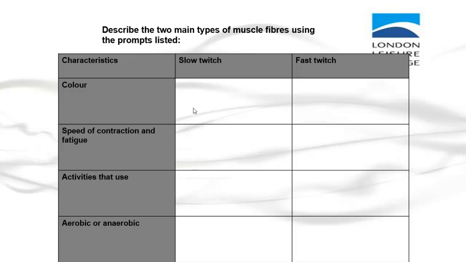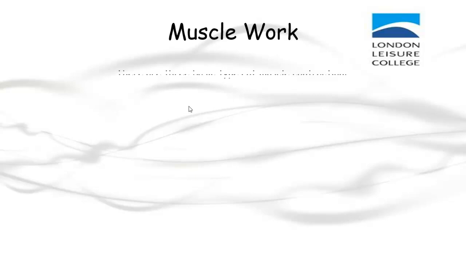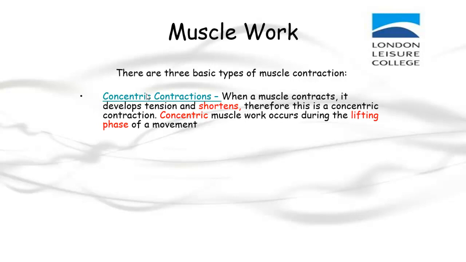Okay, muscle work. So now there are three different types of muscle contraction. You have concentric contraction. So when a muscle contracts, it develops tension and shortens. Therefore, this is a concentric contraction. Concentric muscle work occurs during the lifting phase of a movement, and that's the key. So whenever you're lifting a movement or lifting a weight, you're performing a concentric contraction.